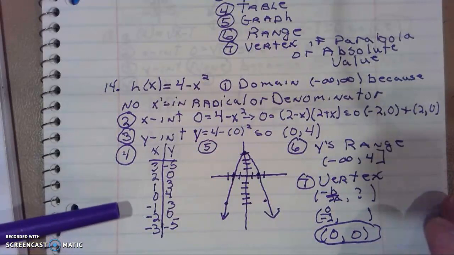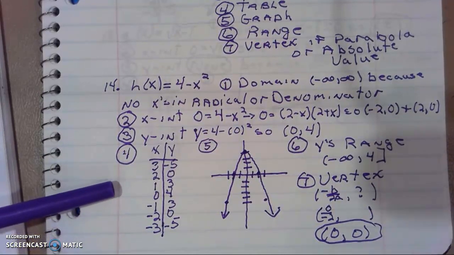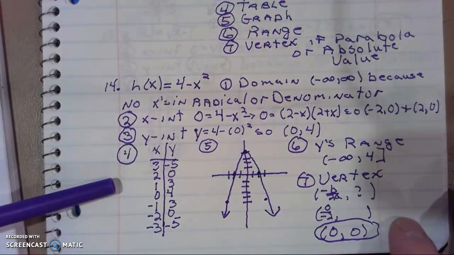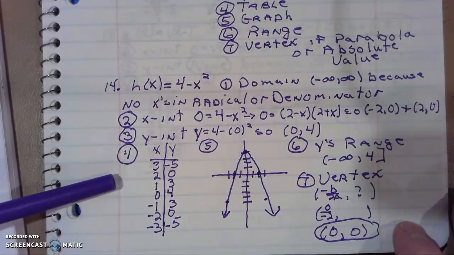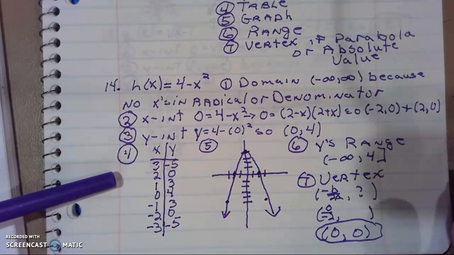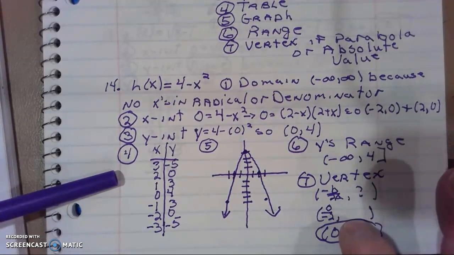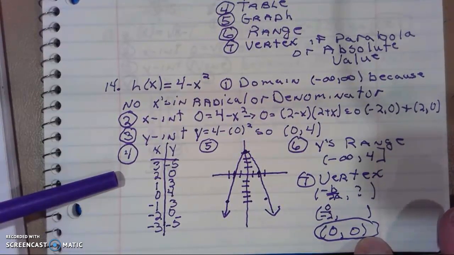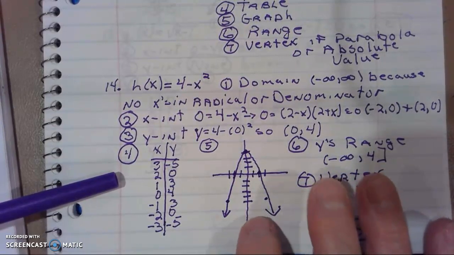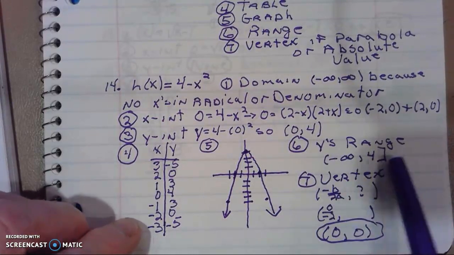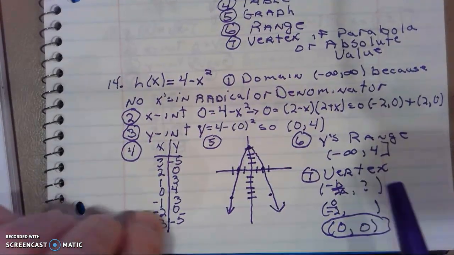Then I made my table by picking out random numbers around the vertex, and the vertex, number 7, probably should be found sooner, but is negative b over 2a. And since there is no b, the b is next to the x term, and there's no x to the first, so it's 0 over negative 2. So 0 is your x-coordinate, put 0 back in, get 0, 0. Then plot your points there, starting with that vertex, because everything's around the vertex. Then your range, you look at the graph, negative infinity to 4.